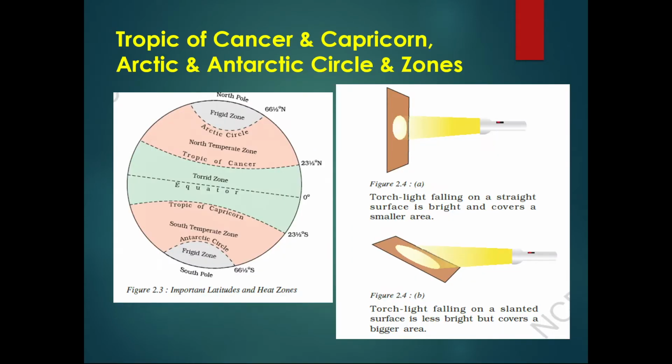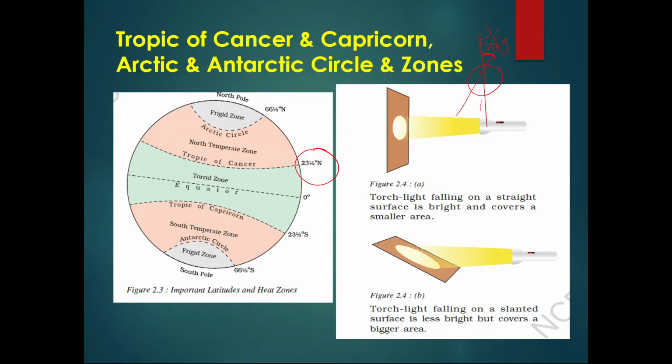Now what are the Tropic of Cancer, Tropic of Capricorn, Arctic and Antarctic Circle and zones? See why this comes into the picture, this 23.5 degree. We will learn about it. You know that Earth is tilted on its axis. Actually, Earth is not rotating on this axis, Earth is rotating on this axis, and this is a 23.5 degree tilt. So this 23.5 degree plays a big role.